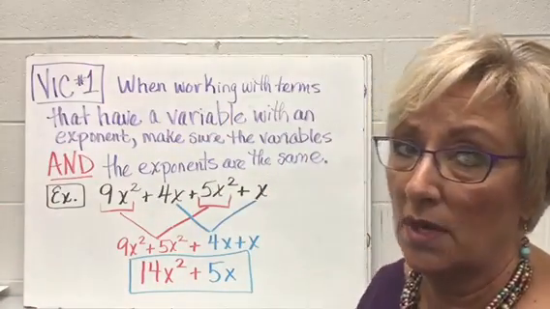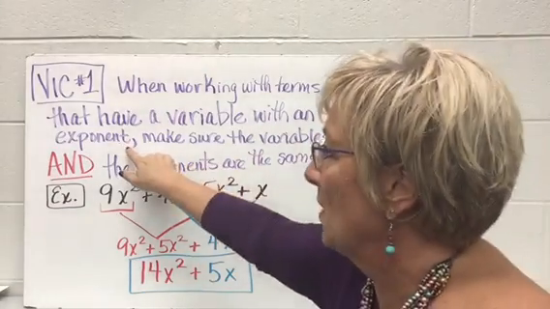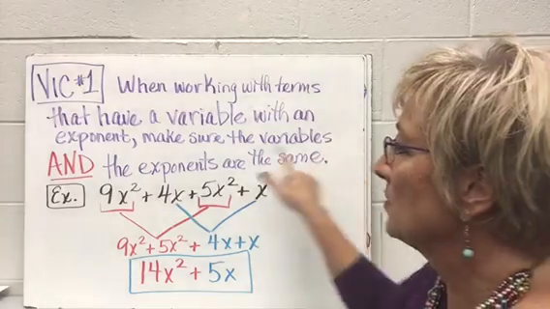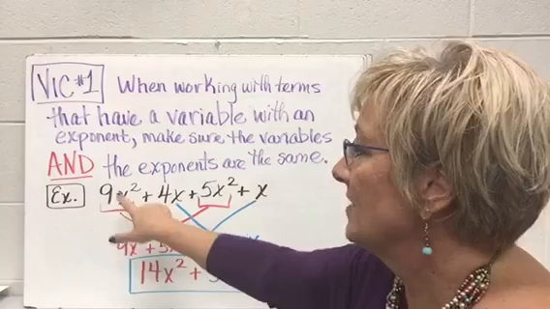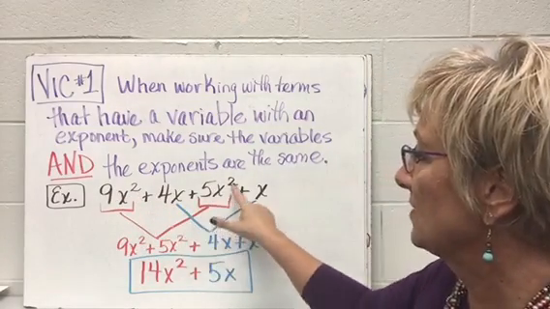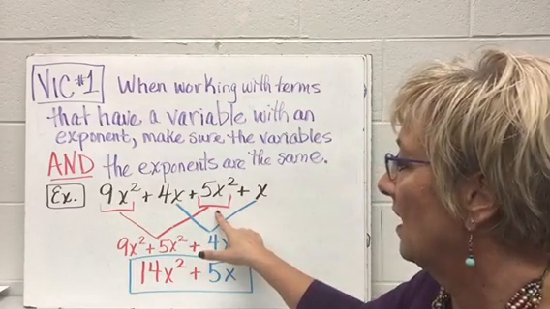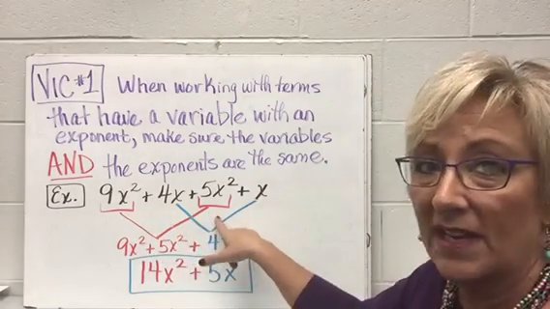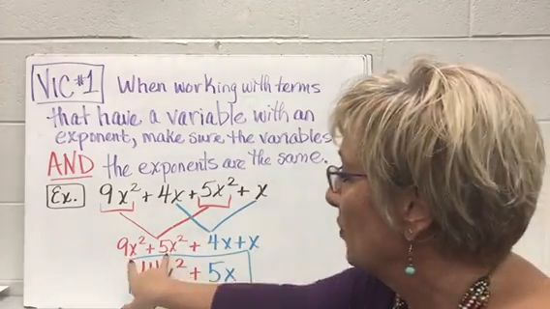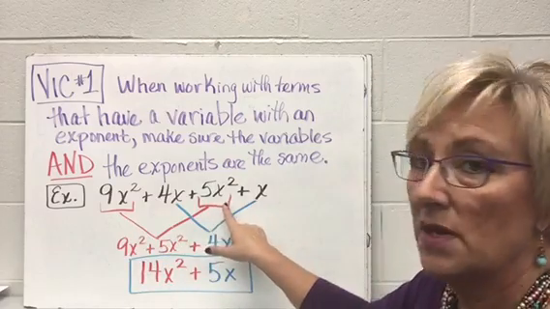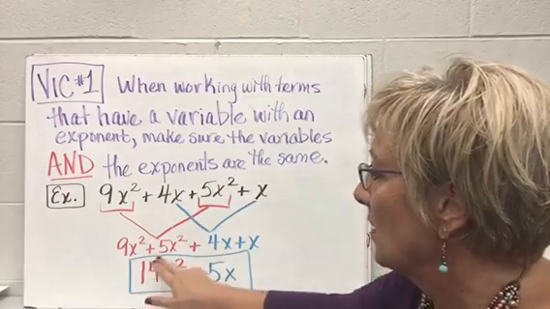Very important concept number one, and you need to know this. When working with terms that have a variable with an exponent, make sure that the variables and the exponents are the same. For example, I have 9x squared plus 4x plus 5x squared plus x. I've looked at the two terms of 9x squared and 5x squared. They both have x as their variable and 2 as their exponent. I have put these two together using the commutative property of addition. So I was able to move this over and put 9x squared plus 5x squared.